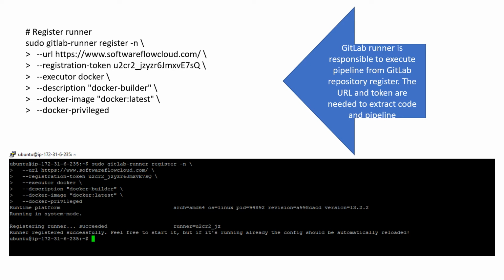To register, the URL and the token are needed to extract code and pipeline. In this screen, we provide the URL and token to GitLab Runner.